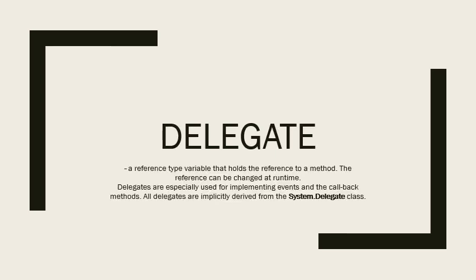Delegate, a reference type variable that holds the reference to a method. The reference can be changed at runtime. Delegates are especially used for implementing events and callback methods. All delegates are implicitly derived from the System.Delegate class.